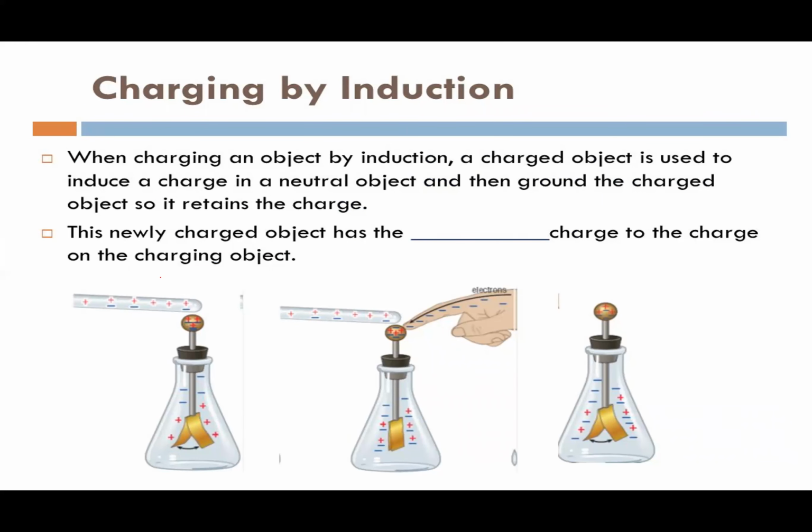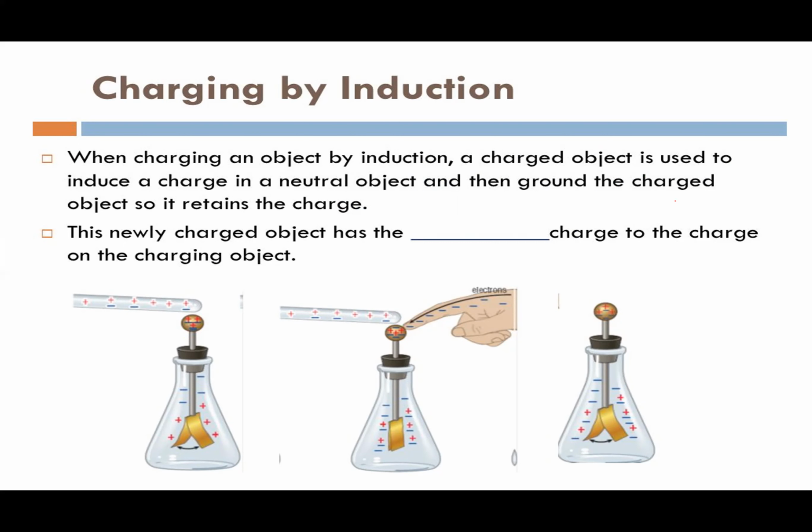Charging by induction. Charging a body without any physical contact. When charging an object by induction, a charged object is used to induce a charge in a neutral object, and then the object is grounded so it retains the charge. This newly charged object has the opposite charge to the charge on the charging object.